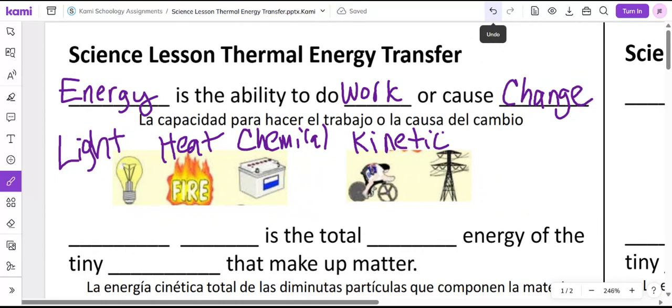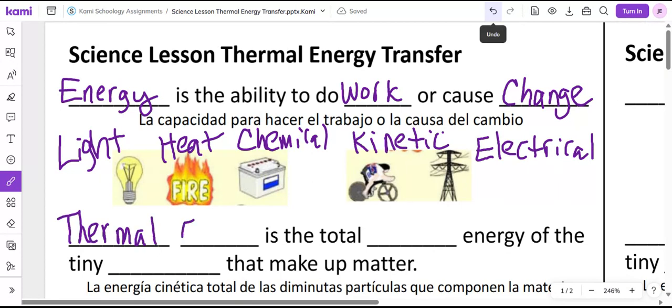And these are power lines. So this is going to represent electrical energy. Excellent. So all of these can produce some type of heat. And so we're going to call this thermal energy. Thermal, let me fix that Y.